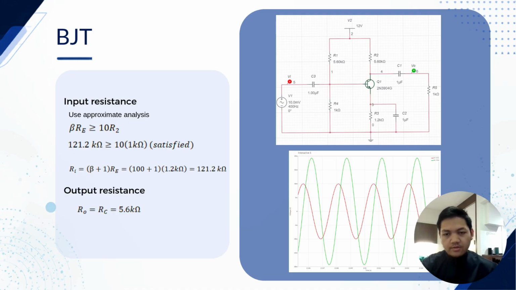For the input resistance, I use the approximate analysis to calculate it. The first thing we need to do is to make sure that we can use the approximate analysis using the calculations above. And then once it is satisfied, we can directly calculate the input resistance. The output resistance is basically the resistor in the collector.